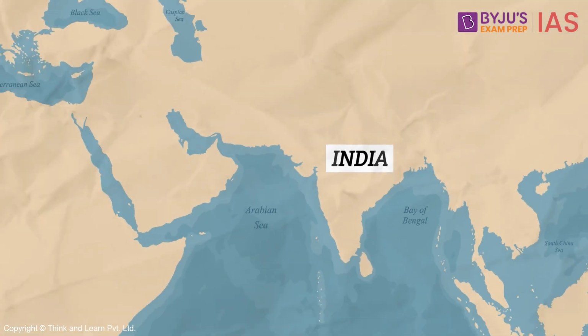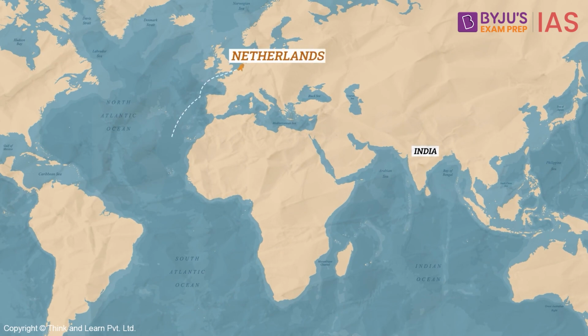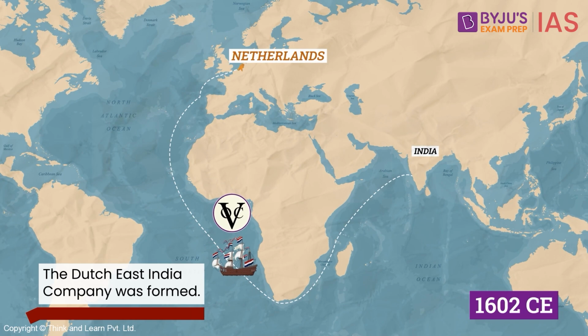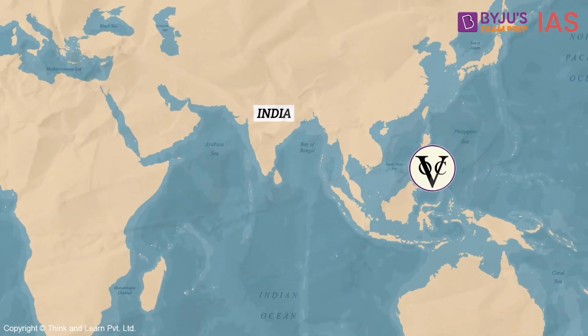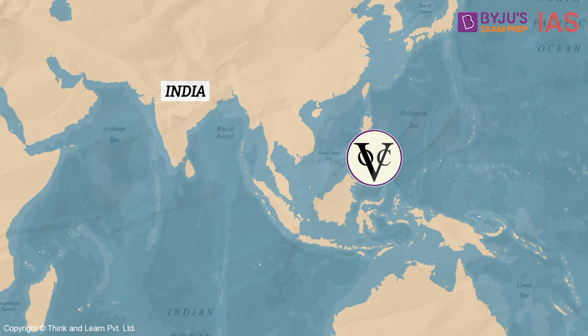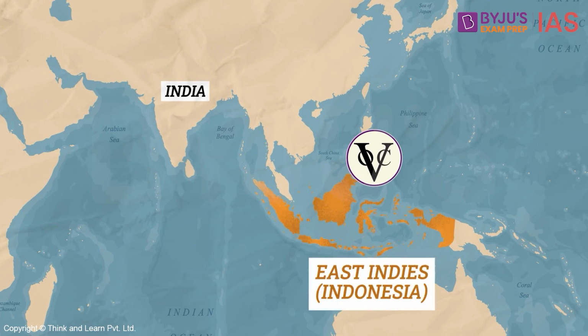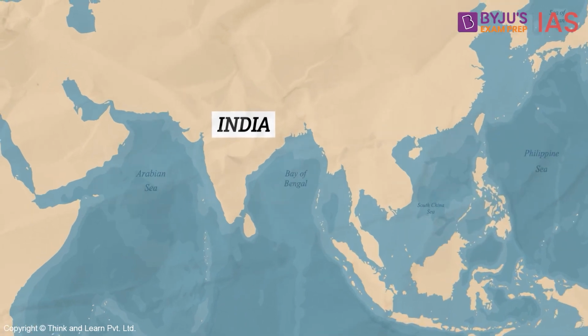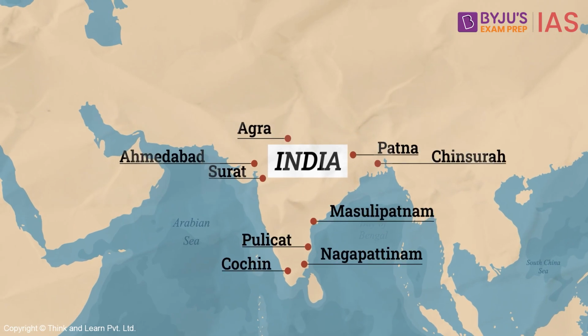The next European traders to arrive in India were the Dutch. In 1602, the Dutch East India Company was formed. The Dutch mostly had their eye on establishing trade in the East Indies, the region presently known as Indonesia. They also had trading centers in India where they set up many factories.